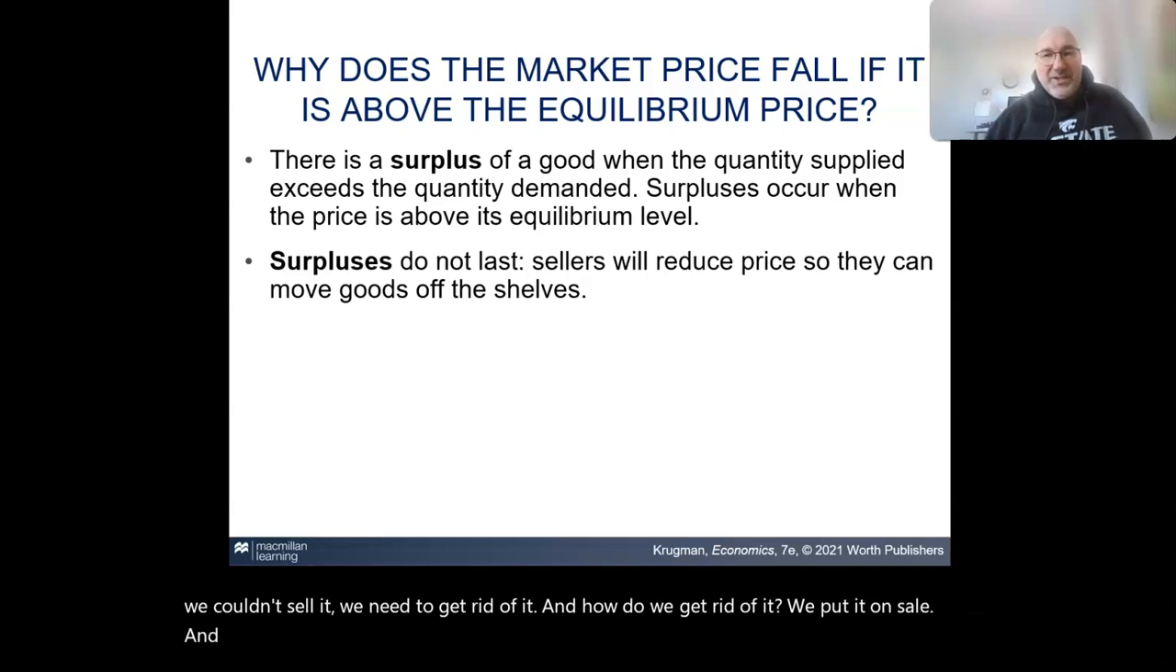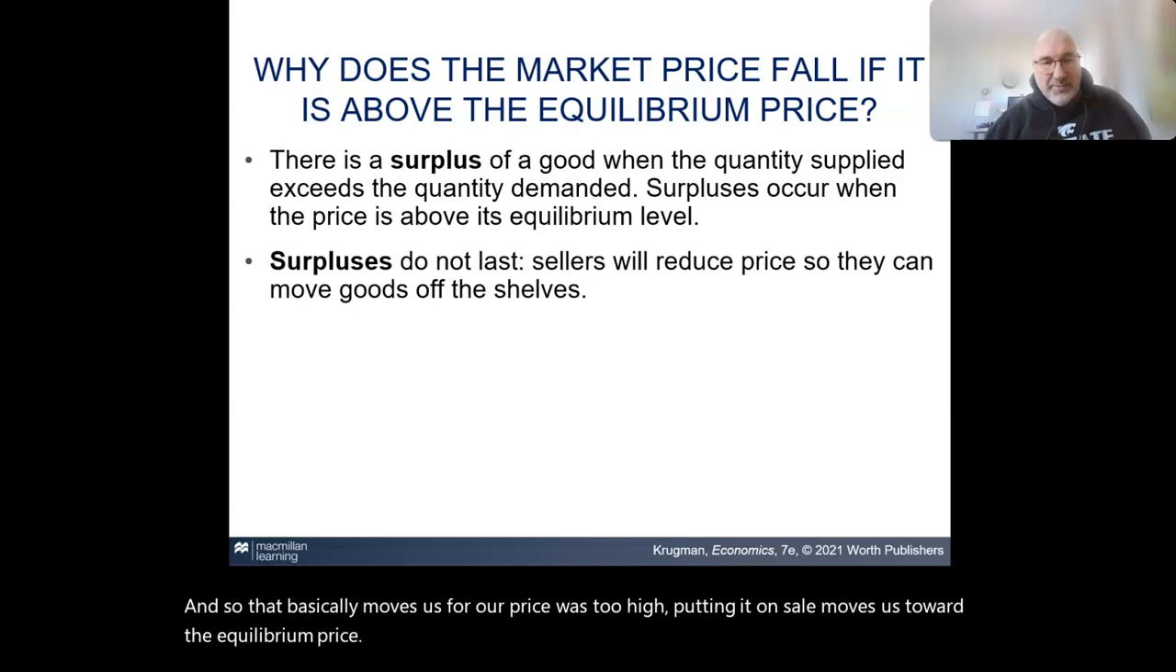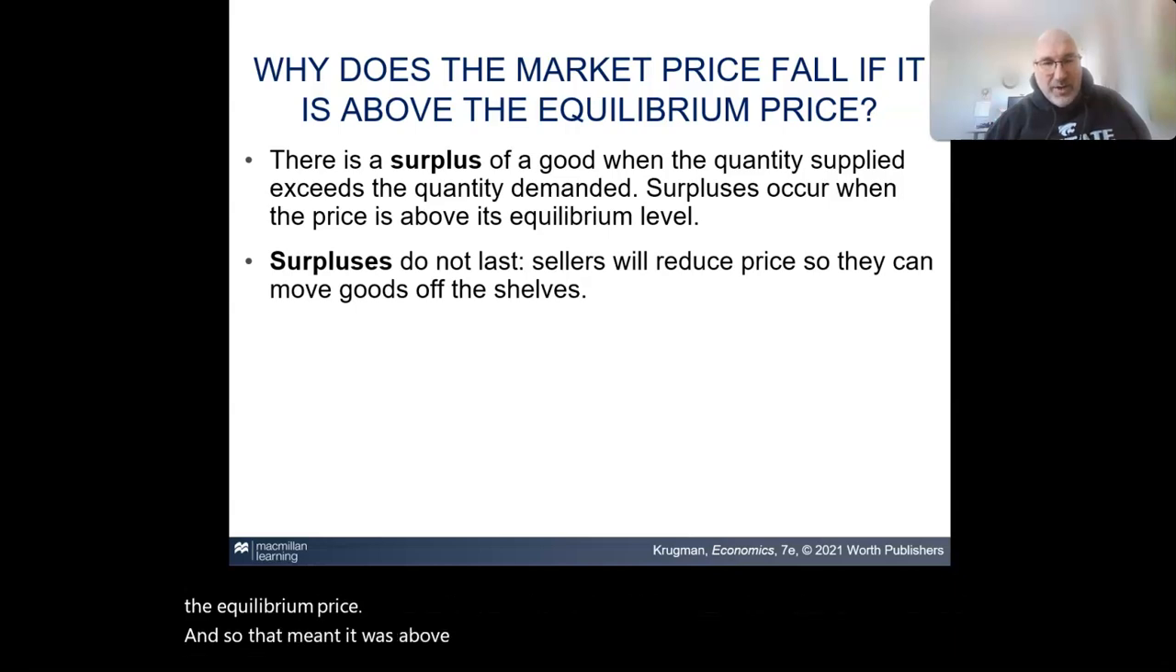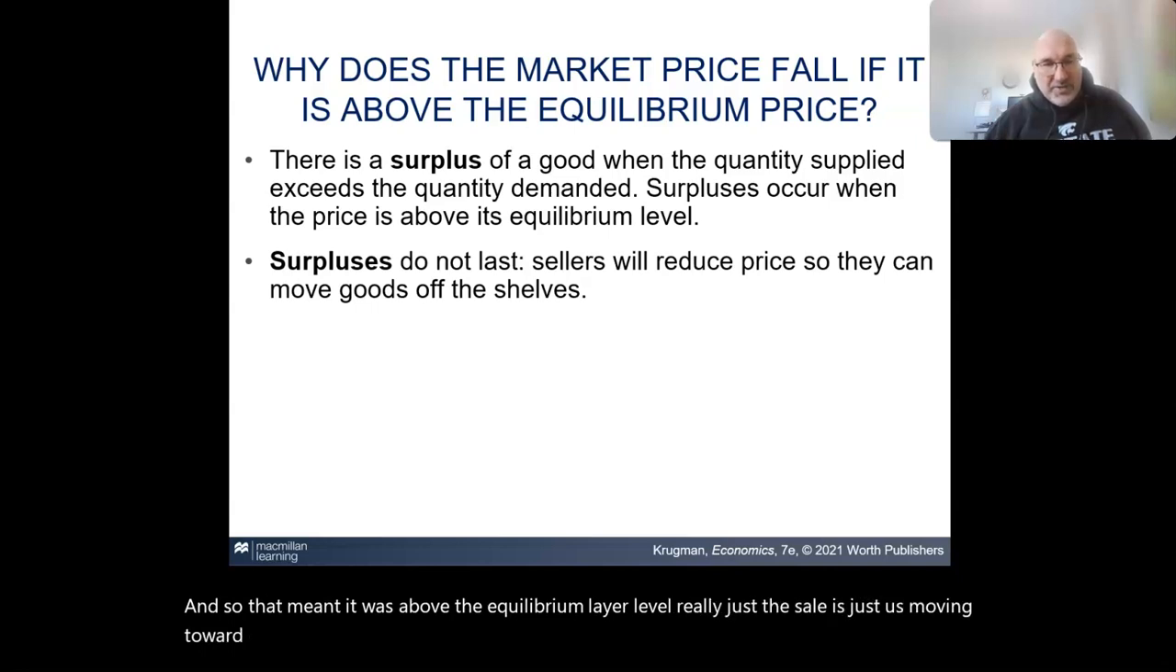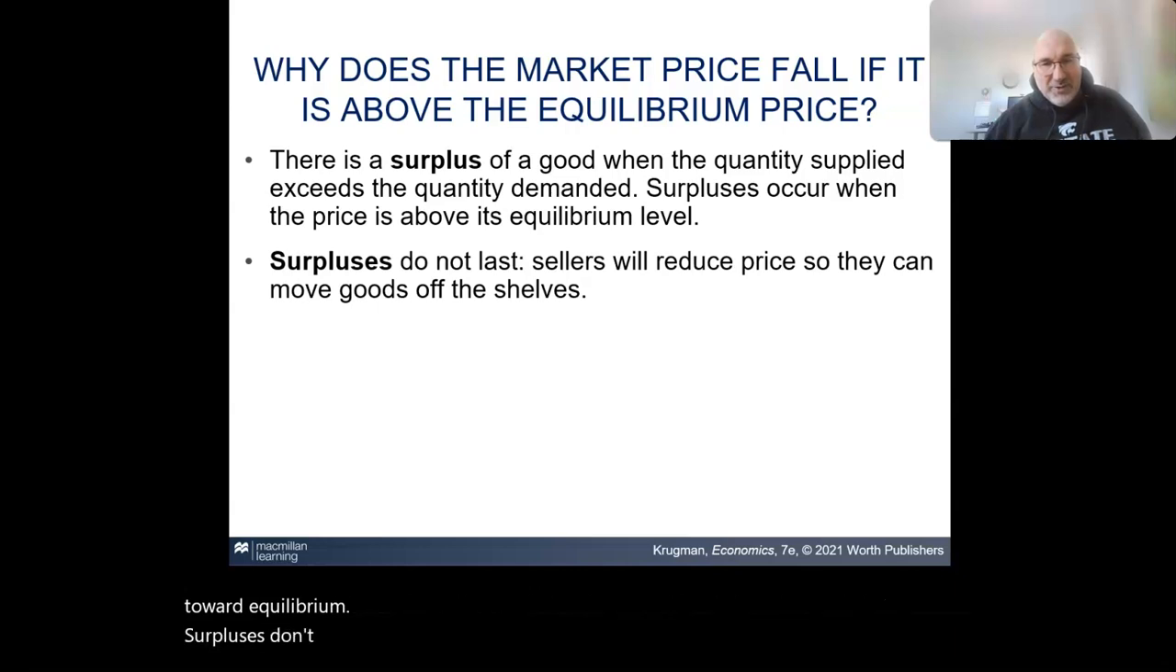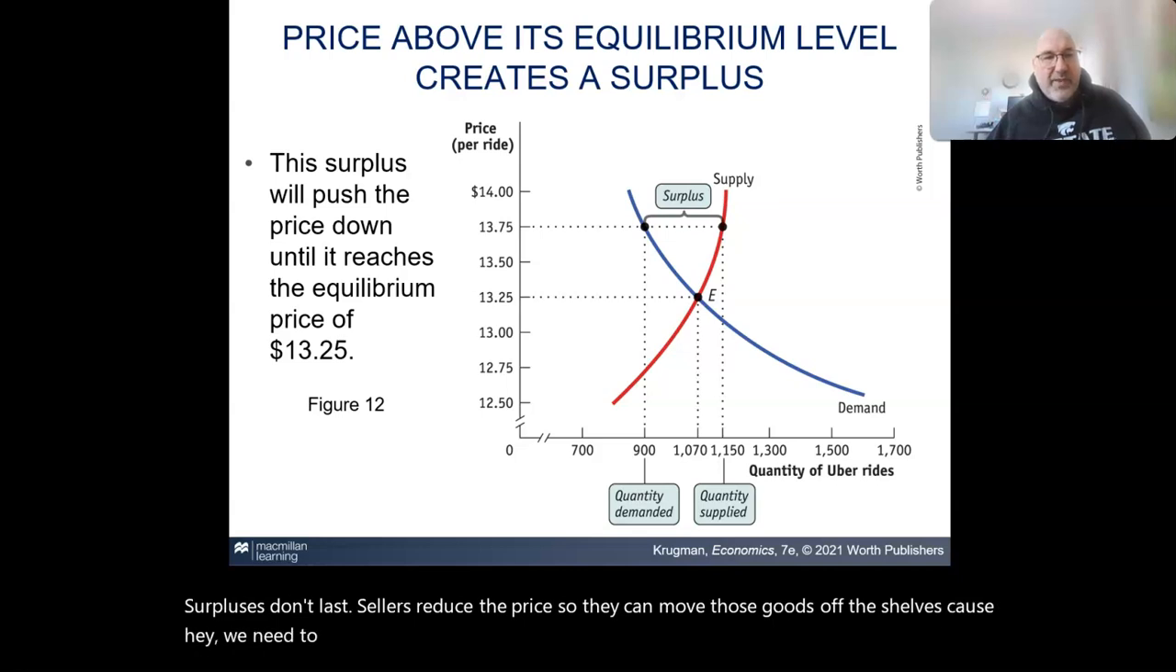And so that basically moves us toward our price was too high. Putting it on sale moves us toward the equilibrium price. So that meant it was above the equilibrium level. Really, the sale is just us moving toward equilibrium. Surpluses don't last. Sellers reduce the price so they can move those goods off the shelves because, hey, we need to get rid of them.